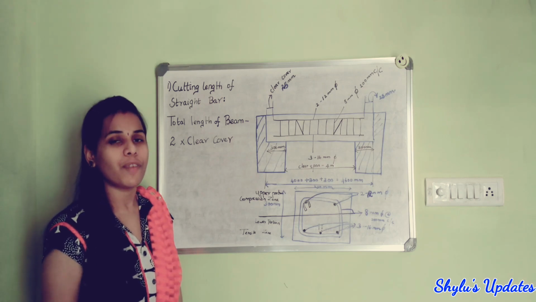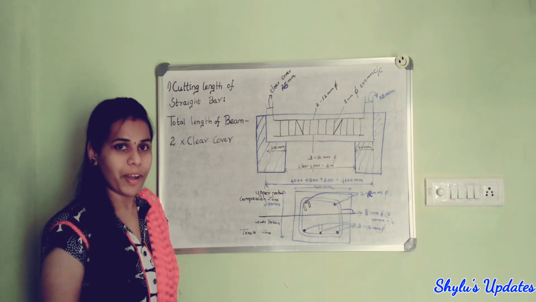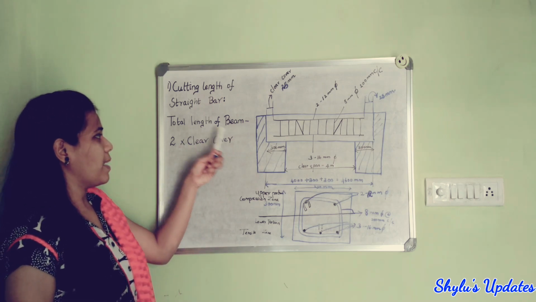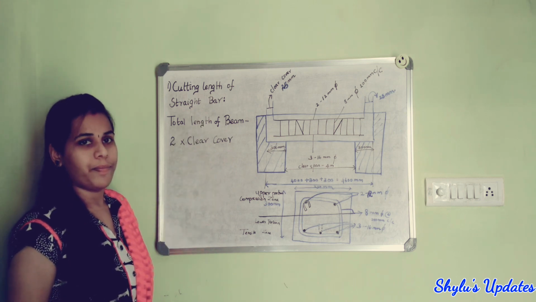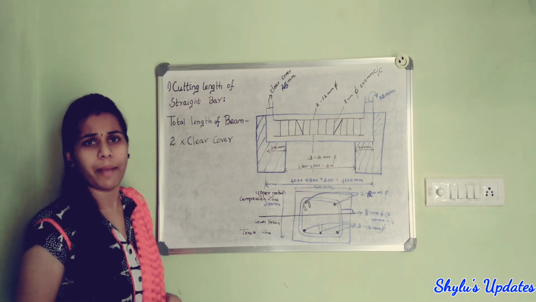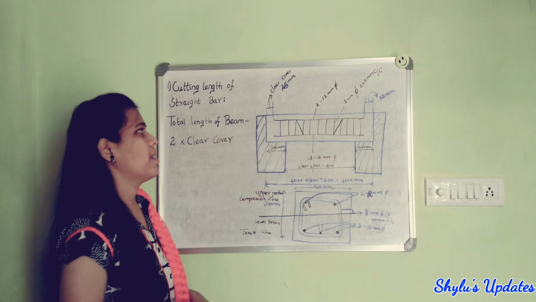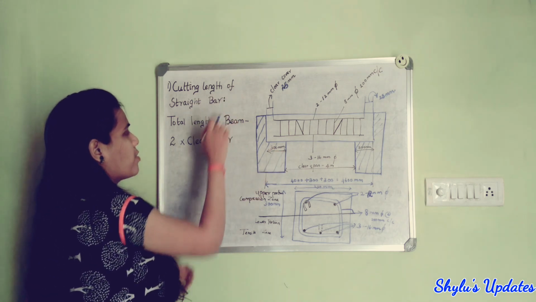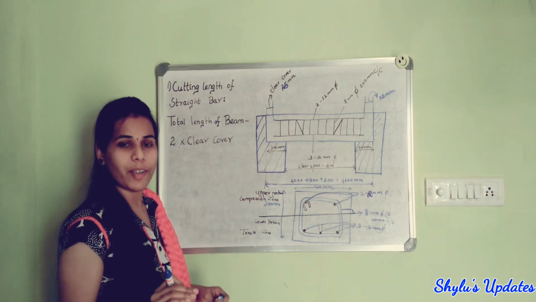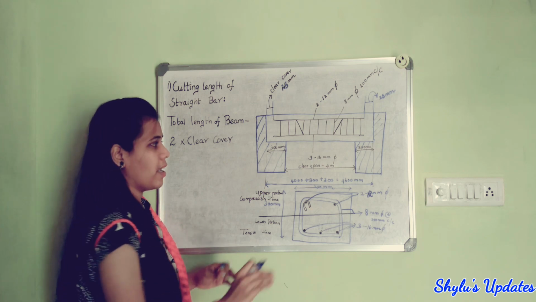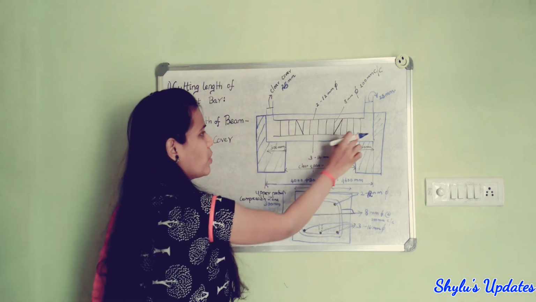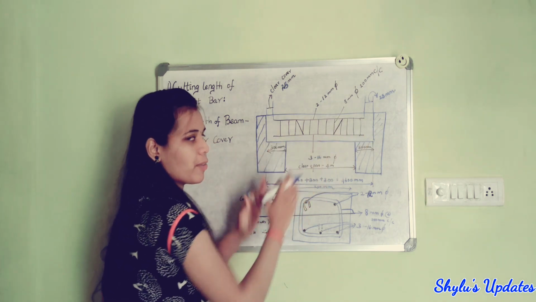The formula to find out the cutting length of straight bar is total length of beam minus 2 into clear cover. So how did this formula come? We can see in this diagram. Actually, we have to find out the straight bar length, isn't it? So straight bar is from here to here. So this length only we have to find.